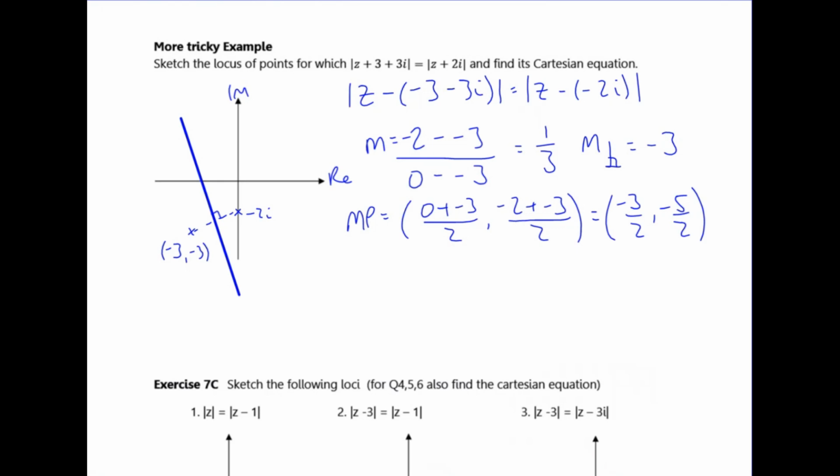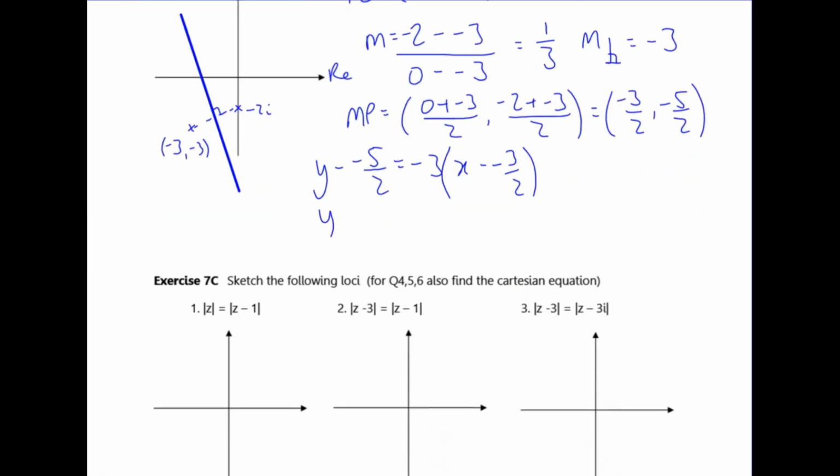We can now do the Cartesian equation. So I've got y minus y1 equals m(x minus x1). It hasn't specified what form it is to be in. So this is y equals minus 3x minus 7.